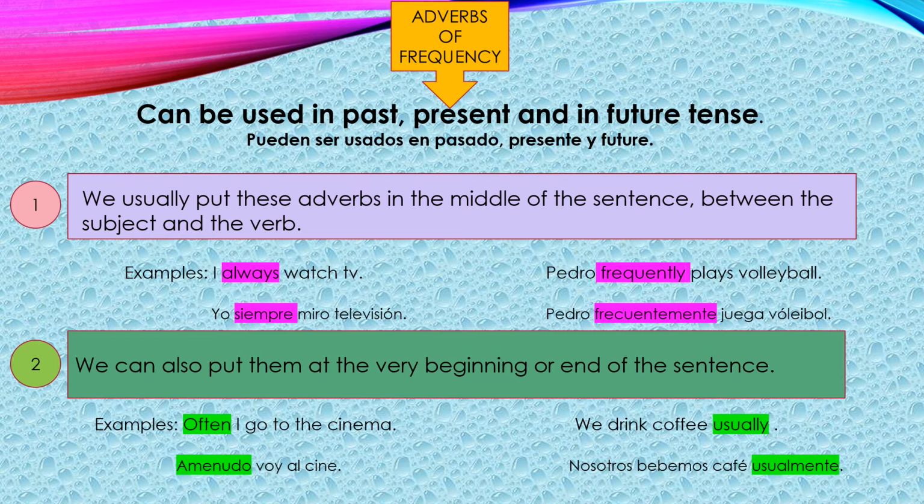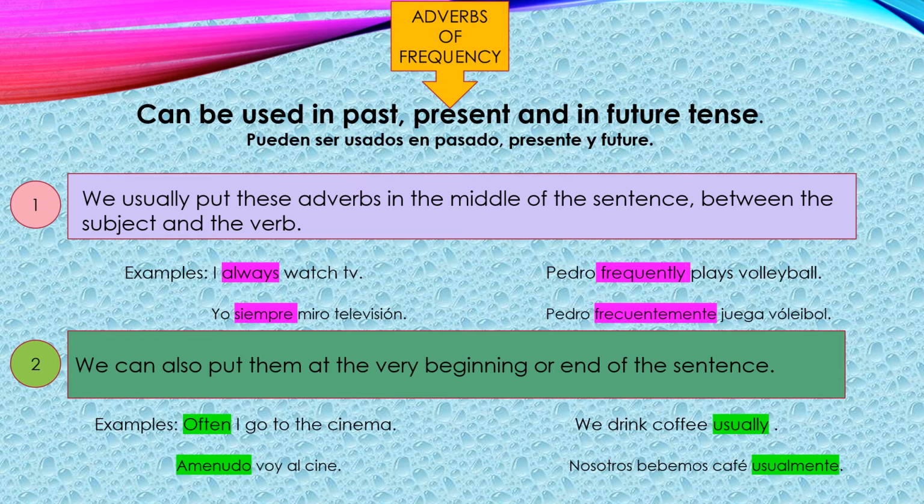Here there is two examples. Aquí hay dos oraciones o dos ejemplos. The first one says, el primero dice, I always watch TV. Okay? Remember that the structure says we usually put these adverbs between the subject and the verb. Okay, entre medio del sujeto, el sujeto es I y el verbo es watch.